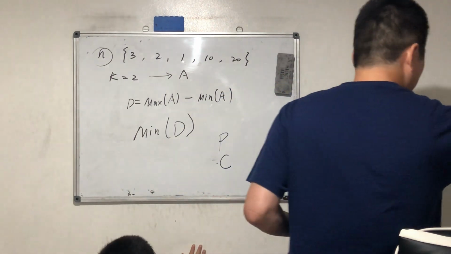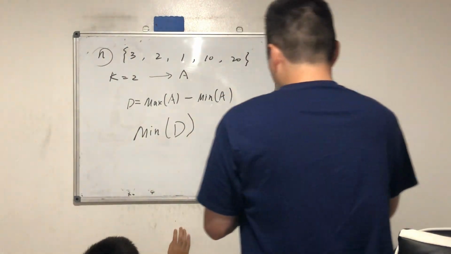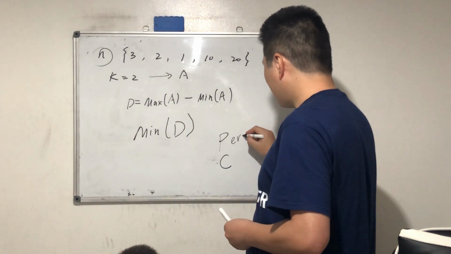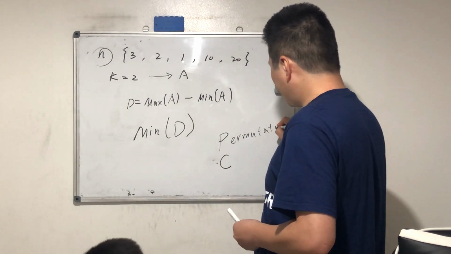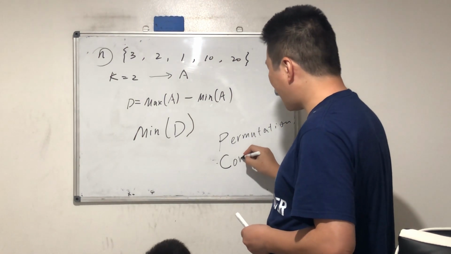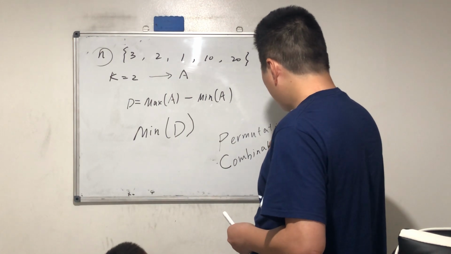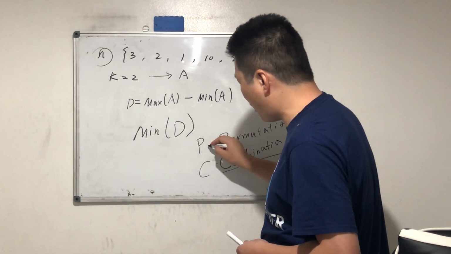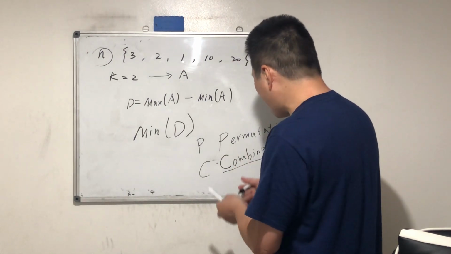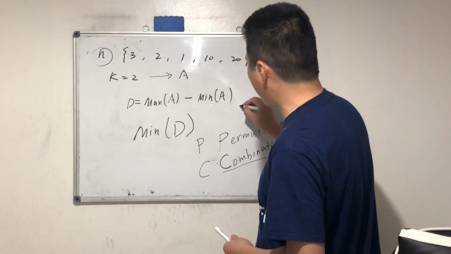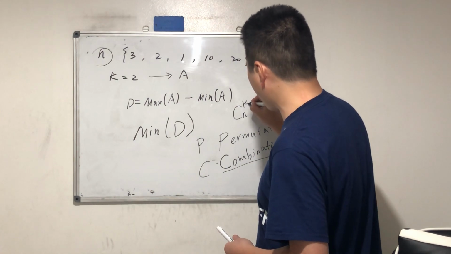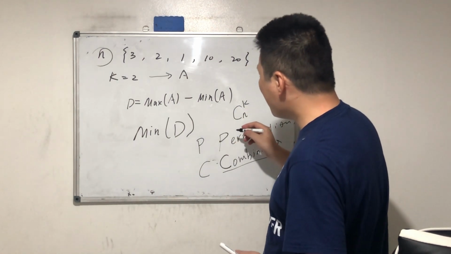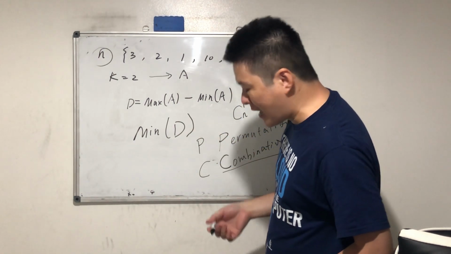I think it's C. What's P? Permutation. And what's C? Combination. Combination does not have order, so use the C. P has an order. Combination means that if I want to pick k numbers out of n, we use C.